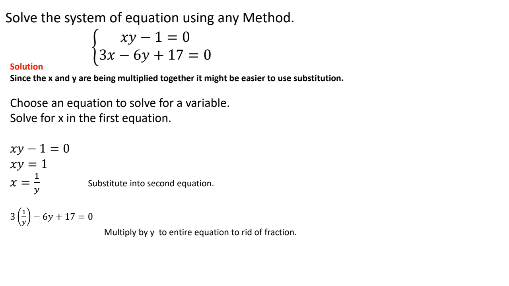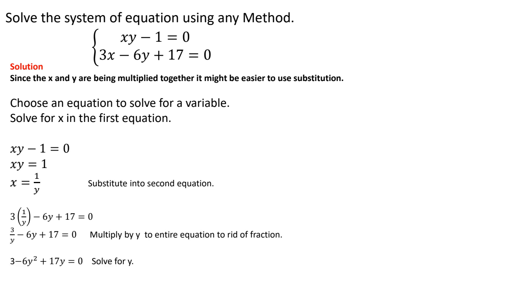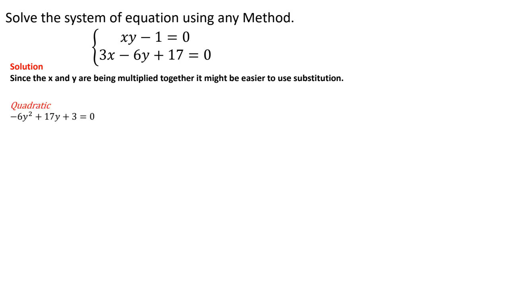Okay? So when I do this, y divided by y is 1, giving me 1 times 3, and then a -6y times y. Okay, did you have a question? Okay, all right. So a -6y times y will give me a -6y squared, and the y times 17 gives me the 17y equals 0.